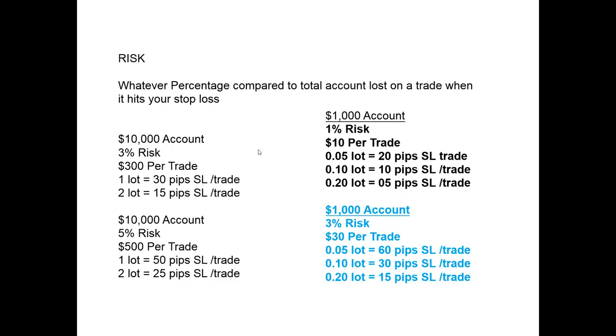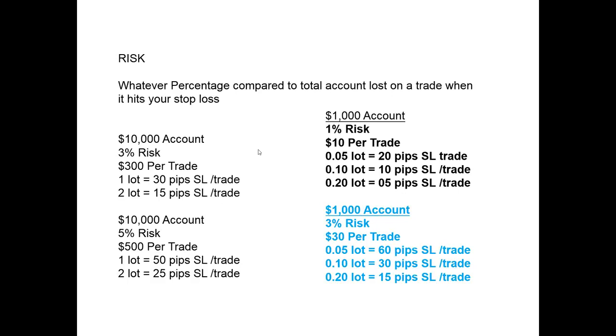These are just guidelines, guys. You can do your own risk management and all that. Okay, real quick, I'm going to run them down. I don't like numbers either, but let's run them down. A $10,000 account, if you take 5% risk per trade, that's $500 per trade. If you do a one lot order, you're only going to be able to have a 50 pip stop loss. If you do a two lot order, 5% risk on a $10,000 account, you're only going to be able to have a 25 pip stop loss.